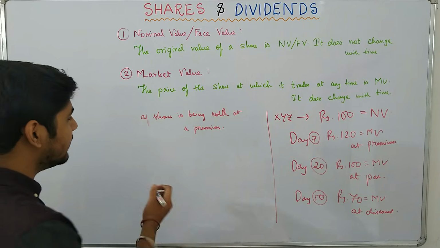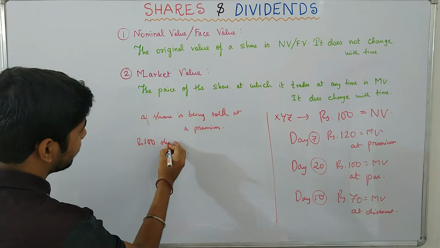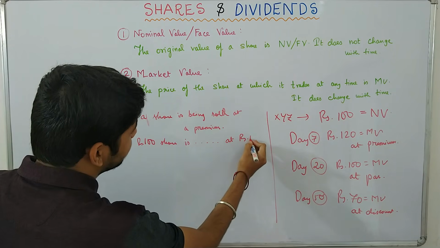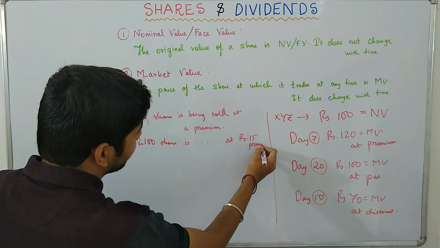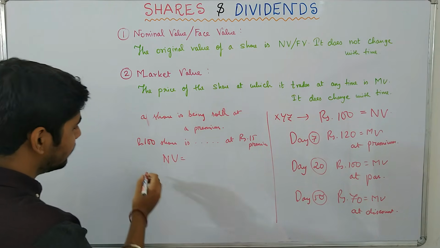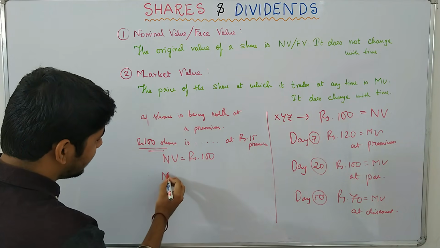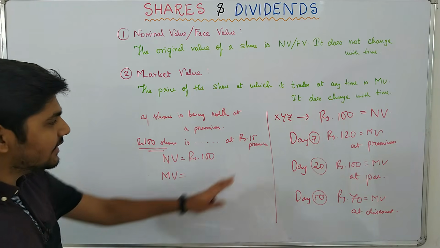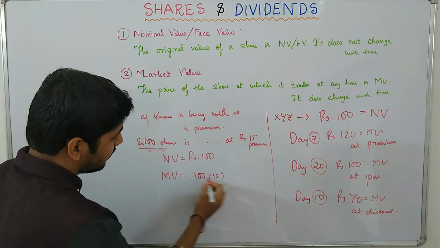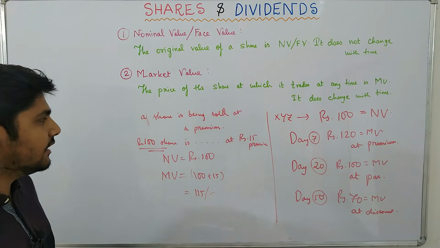For example, it may be given like this: rupees 100 share is being sold at rupees 15 premium. What do we do then to get the market value? So we see rupees 100 share, this becomes the nominal value, and for the market value, we simply add the premium to the nominal value. So 100 plus 15, which is 115. So this becomes the market value.